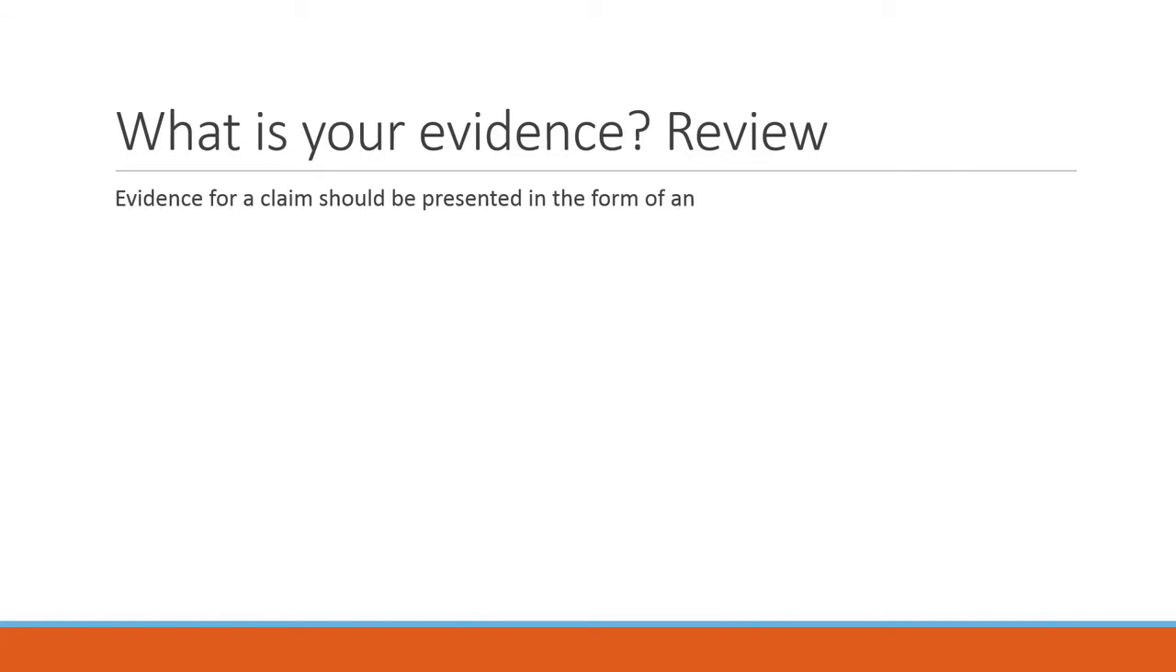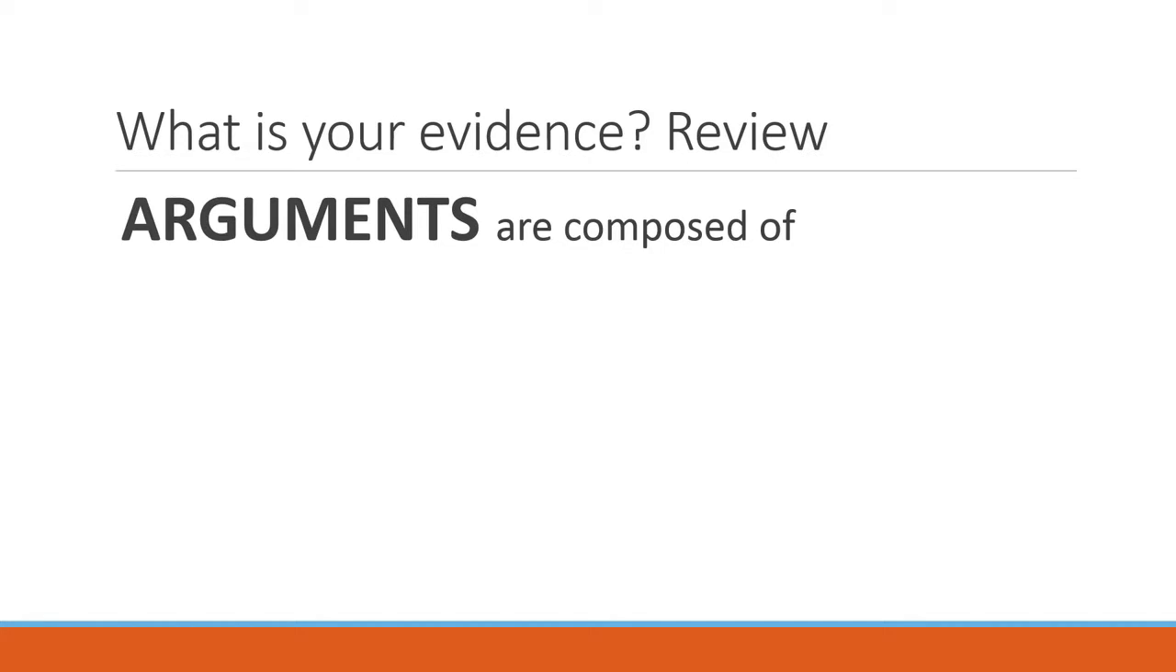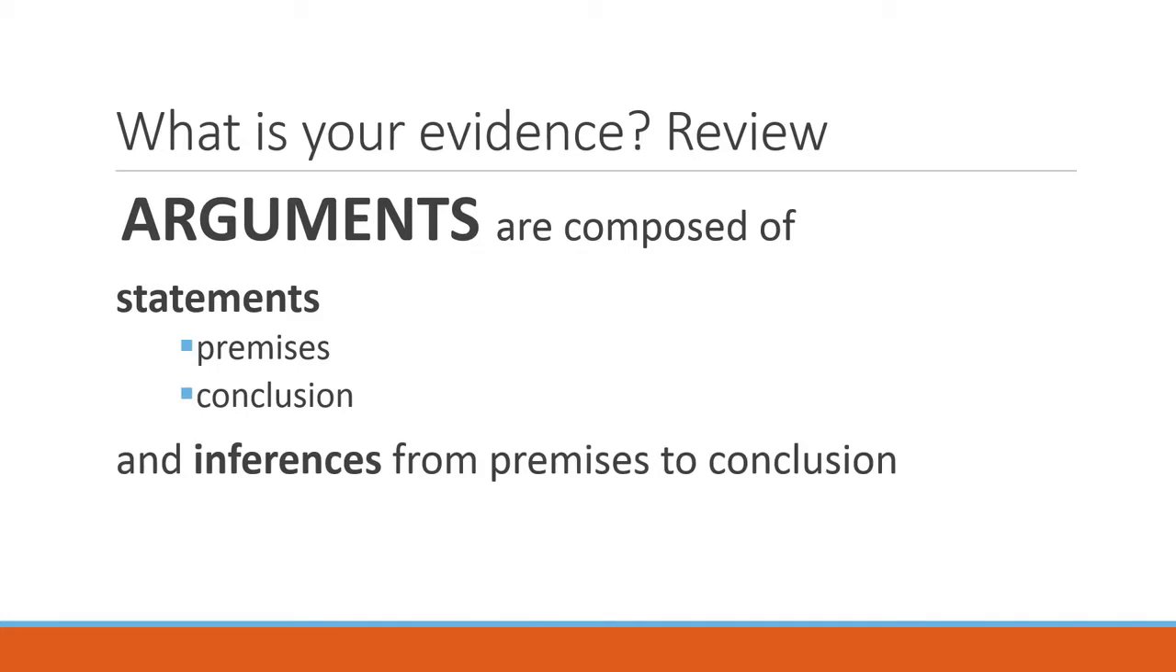So, evidence for a claim should be presented in the form of an argument. Arguments are composed of statements. Statements are sentences that can be true or false. They are declarative sentences. Some of the statements in the argument are premises. Premises are the statements offered in support of the conclusion. And the other statement in the argument then is, of course, the conclusion. Arguments are composed of statements and the inferences, the mental steps that a reasoner makes from premises to conclusion.